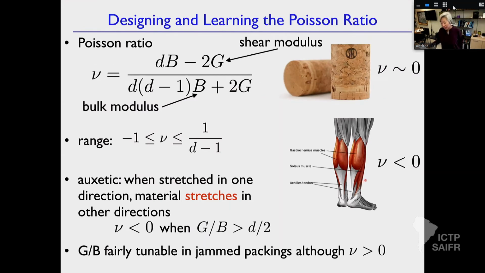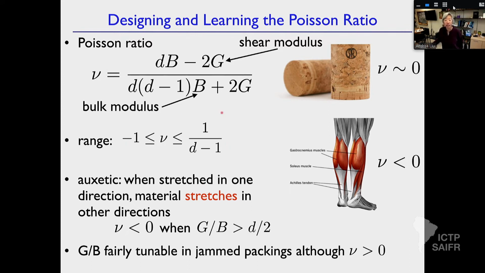All right, so the first thing I mentioned was the Poisson ratio. Suppose we want to design a material with a specified Poisson ratio. Now, most materials have positive Poisson ratio. So what is it? Here d is the dimensionality, B is the bulk modulus, and G is the shear modulus. The Poisson ratio just depends on the ratio of the shear modulus to the bulk modulus and the dimensionality. In 3 dimensions, it ranges from -1 to a half.